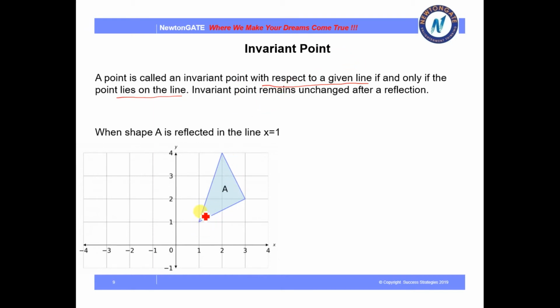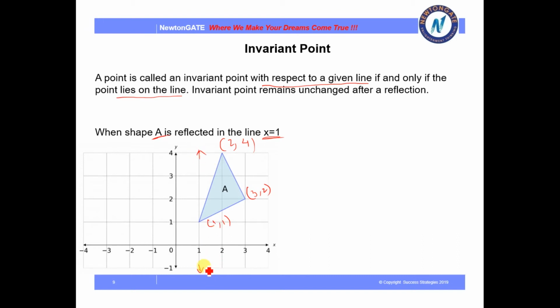So in this example, we have A as a shape. This point is 1 comma 1, this point is 3 comma 2 and this point is 2 comma 4. So when shape A is reflected in the line x is equal to 1, we know x is equal to 1 is this line.